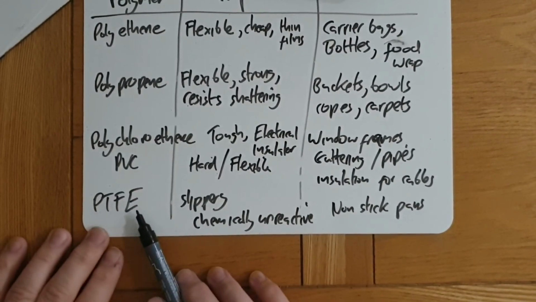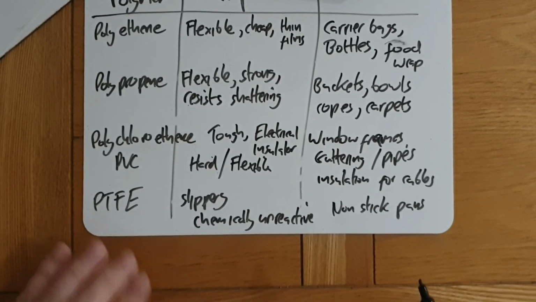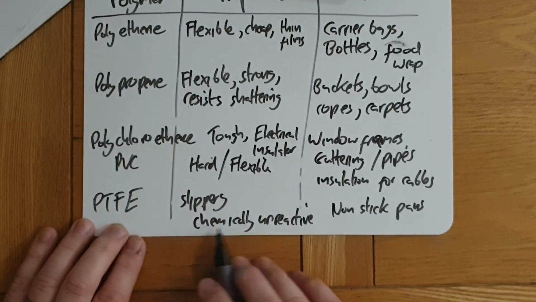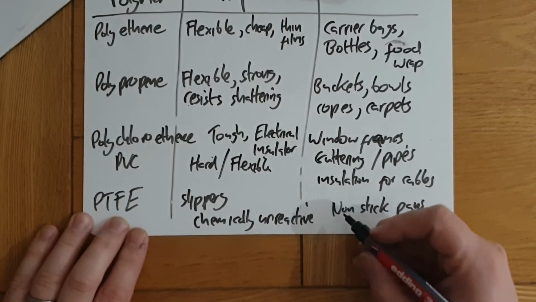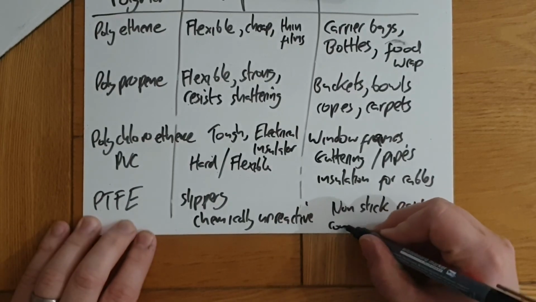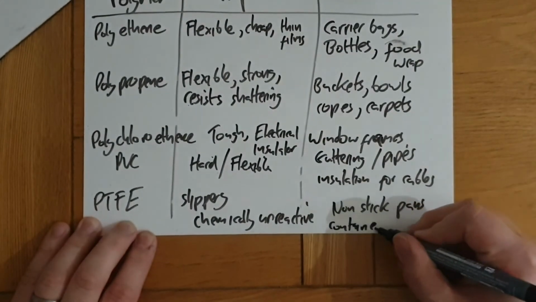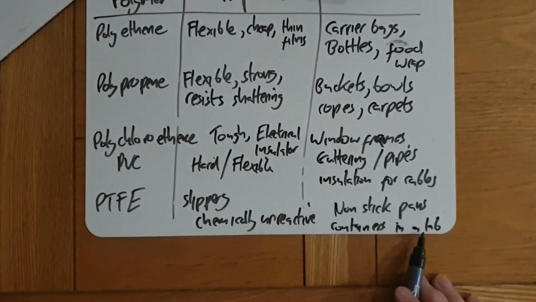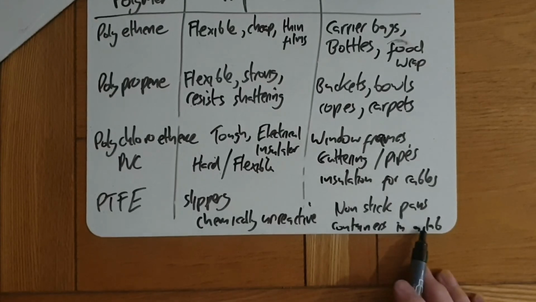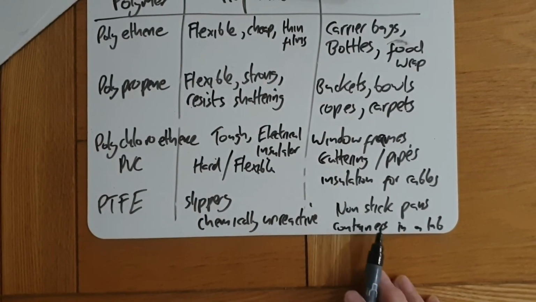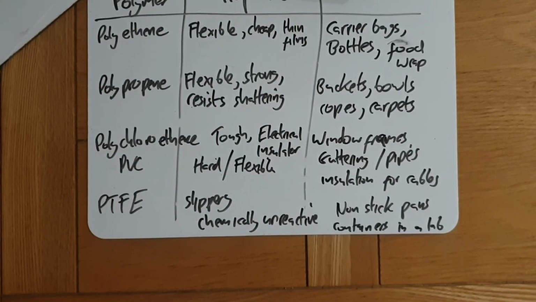But in terms of what you want for your exam, go with non-stick pans, because of the slippery part, but chemically unreactive. They use them for making containers in a lab. Most of the chemical containers in the science prep room are made of PTFE, because then the things you're storing in them don't react with it. Right, just pause it there in case you wanted to jot some of those down.